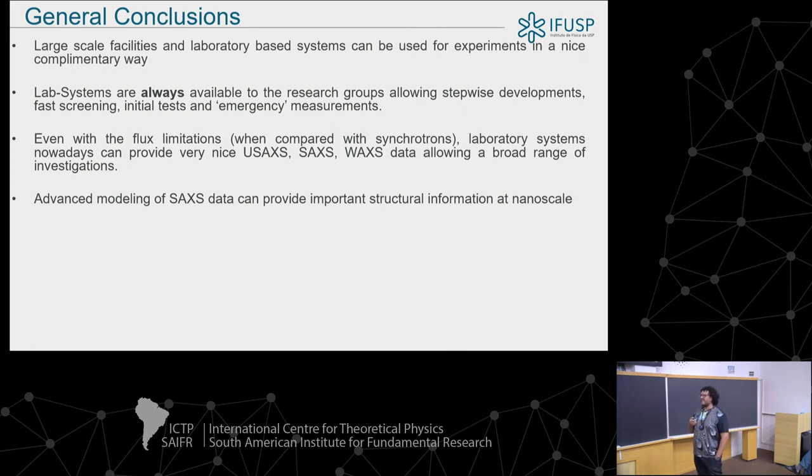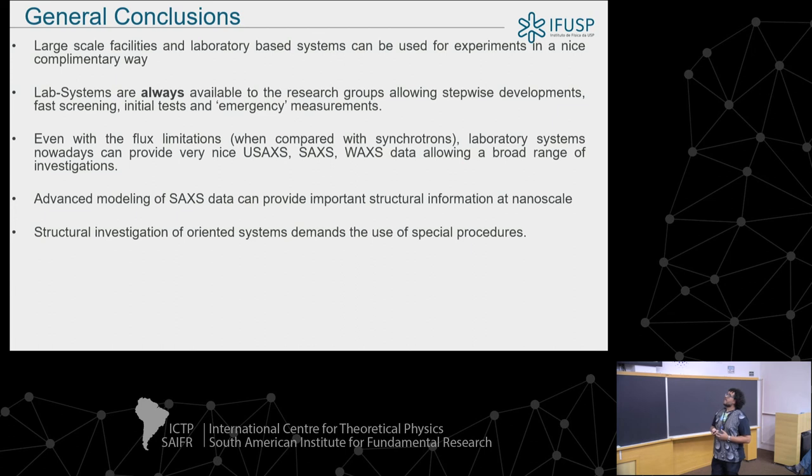Sometimes it is necessary to work out some advanced modeling in order to be able to retrieve as much information as possible from your scattering data. And as you saw, when you have an oriented system, you increase the amount, let's say, of information in your data. But on the other hand, you have to do more work on the modeling methods.